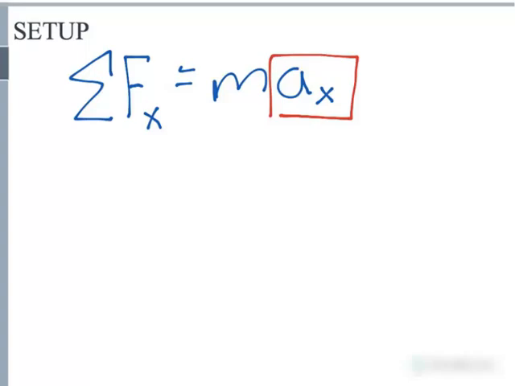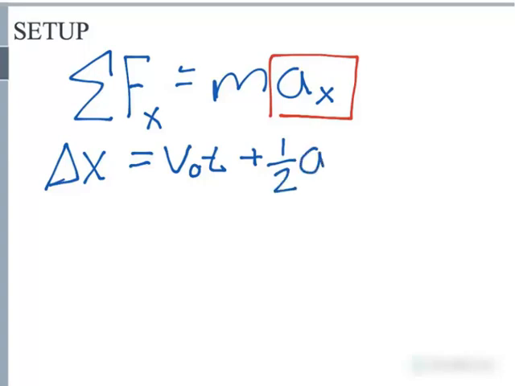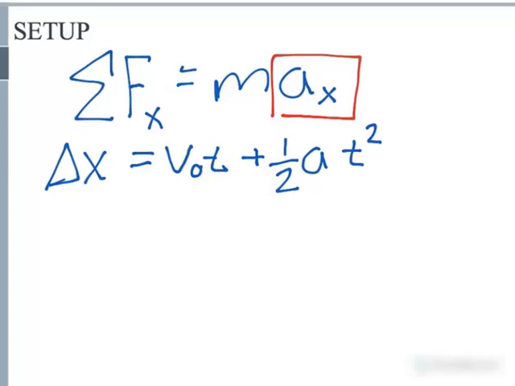The next thing we need to solve for is the distance traveled in 10 seconds. The kinematic equation we are going to be using is distance equals the initial velocity times time plus 1/2 the acceleration times the time squared. Again, in this problem, we are looking for the change in x. Also note that the acceleration we're going to be using isn't simply a, it's going to be a_x.